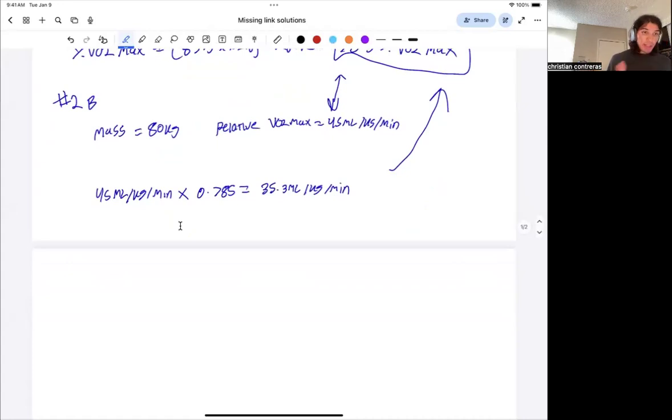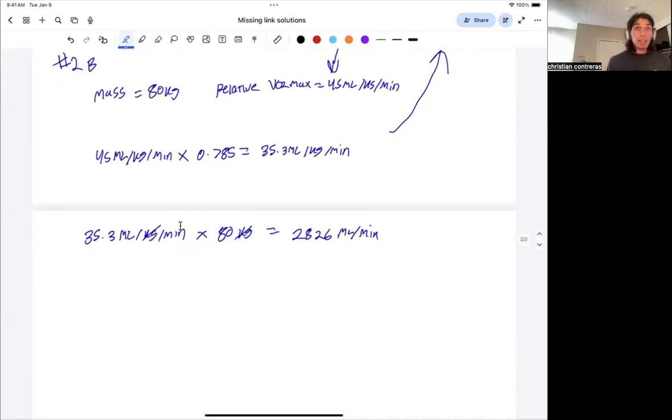So now we can climb the ladder like we did a lot before exam one. So we know we have 34 milliliters per kg per minute of relative VO2. If we multiply that by his body mass of 80 kg to go up one rung on the ladder, these values will cancel. And what we're left with is 2826. And this is his absolute VO2 in terms of milliliters per minute.